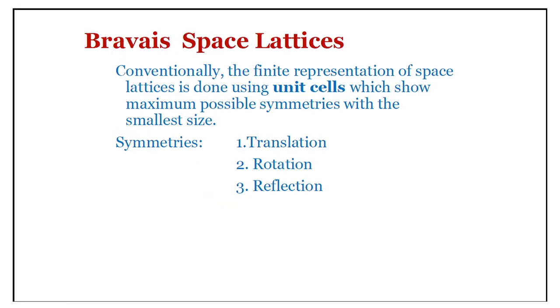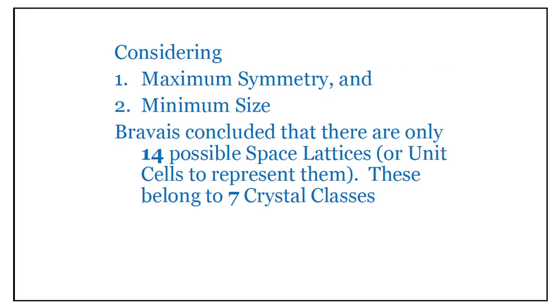Now, coming to the Bravais space lattices. There are 14 Bravais space lattices available. Bravais is a scientist who worked out the unit cells based on space lattices. Conventionally, the final representation of the space lattice is done using a unit cell which shows maximum possible symmetry with the smallest size. Bravais worked with three different symmetries, that is translation, rotation and reflection. Considering maximum symmetry and minimum size, Bravais concluded that there are 14 possible space lattices or unit cells to represent them. These belong to 7 crystal classes.